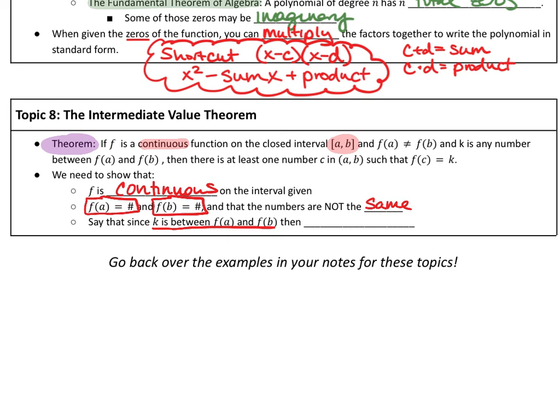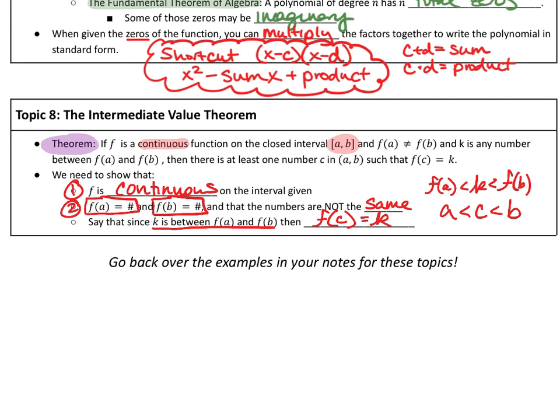So say that since k is in between those two numbers, you have some value c between a and b that is equal to k due to the intermediate value theorem. So again, the first thing you need is that it's continuous. The second thing you need is that f of a and f of b have that number k in between them, so f of a is less than k, which is less than f of b. Therefore, there is some number c between a and b where f of c is equal to k. And that's the intermediate value theorem, and that's how you justify your answers.